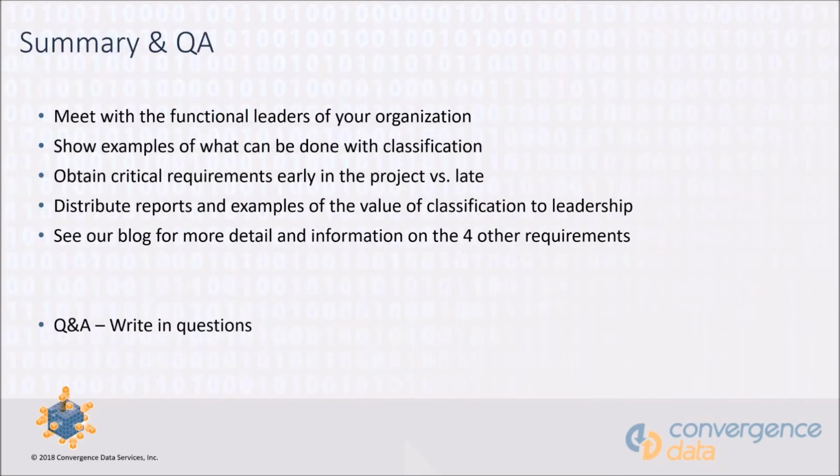So those are the 5 examples or 5 use cases for the cross-functional requirements. So what we recommend in summary, that you meet with your functional leaders in your organization, talk to them, gather their requirements, educate them on the power of classification. You want to build up sponsorship. Sometimes you're going to have to show them examples because they've never had the type of data that classification can provide. You might want to show them what things could look like in the future.